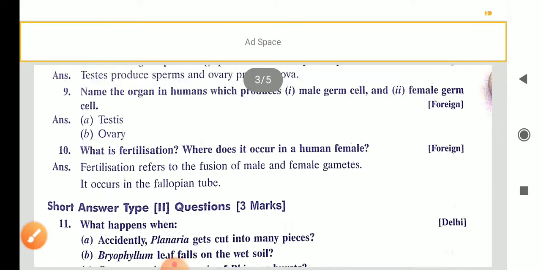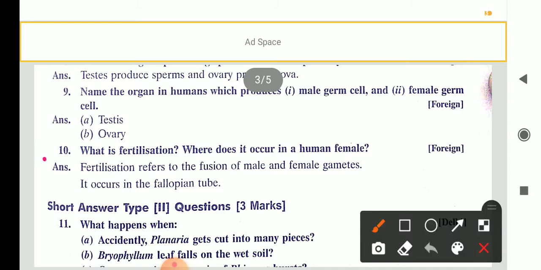What is fertilization? Where does it occur in the human female? Fertilization is the fusion of male and female gametes, and it occurs in the fallopian tube or oviduct.